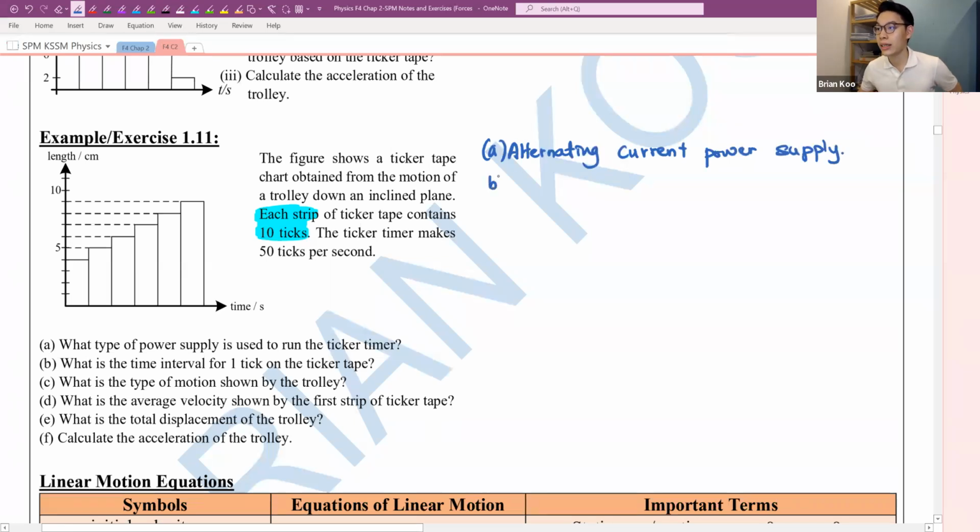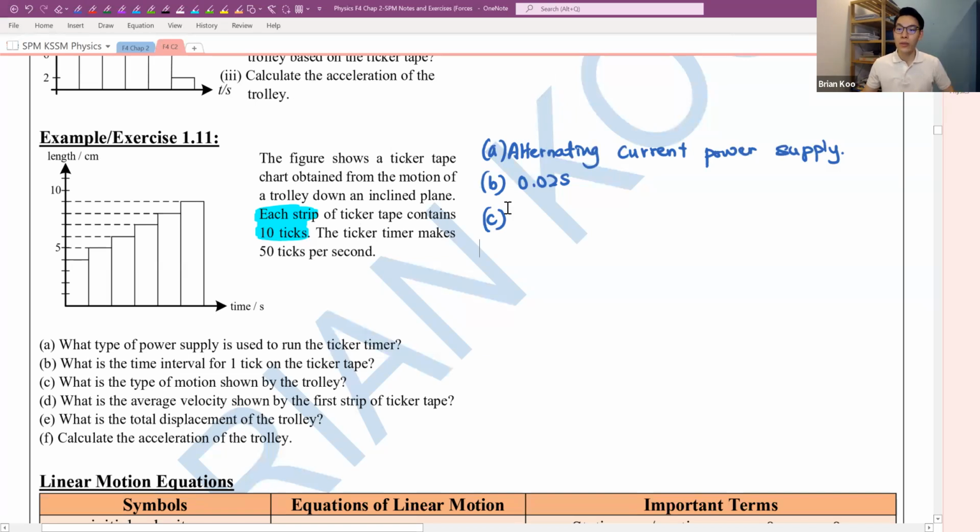Right, part B. What is the time interval for 1 tick on a ticker tape? Okay, if they want to be a bit mean, they can ask you to define what is 1 tick. Okay, 1 tick is the time duration between 2 consecutive dots. So time interval for 1 tick, that is 0.02 seconds. Right? How to get 0.02? 1 second, I divide equally by 50. Okay, that's why you get 0.02.